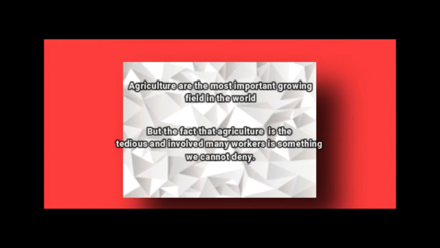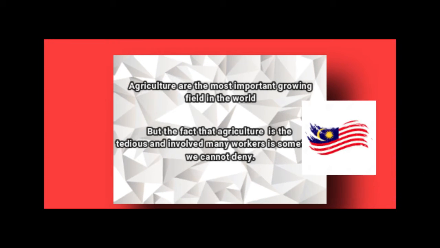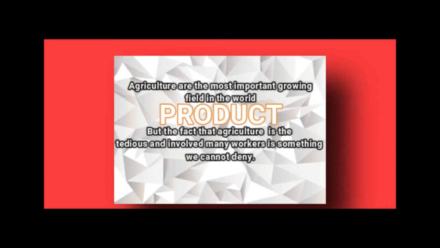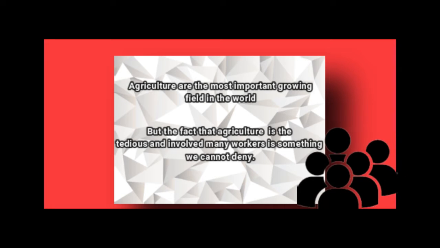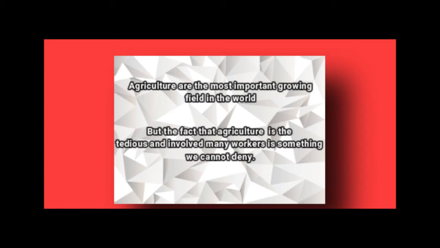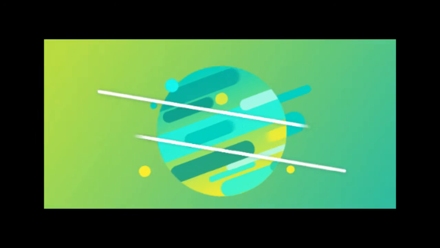Agriculture is the most important growing field in the world now, especially in developing countries like Malaysia, as we are producing our own product based on agriculture. But the fact that agriculture is tedious and involves many workers is something we cannot deny. Starting from the above statement, we are proposing a project to produce a new design that may help farmers and the agriculture field improve crop production to be more efficient, effective, and friendly, to both the environment and the user.